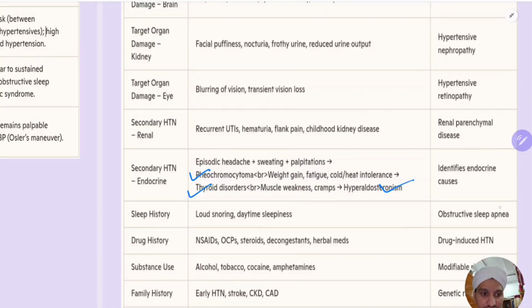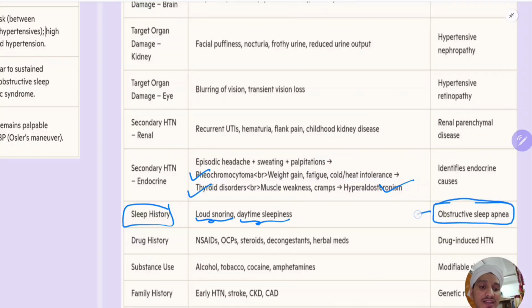Then sleep history is important to exclude obstructive sleep apnea, OSA. So how do you ask that? The patient will be snoring at night, and will have excessive somnolence in the daytime. The patient will sleep in the daytime, and will not sleep at night. So this history suggests that the patient may have obstructive sleep apnea, and in this patient the sympathetic nervous system is very much activated. That's why they develop hypertension.